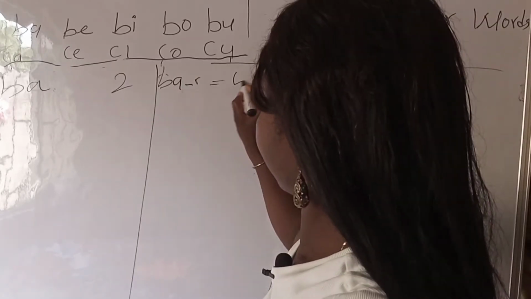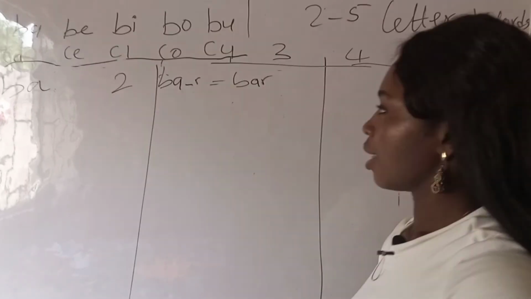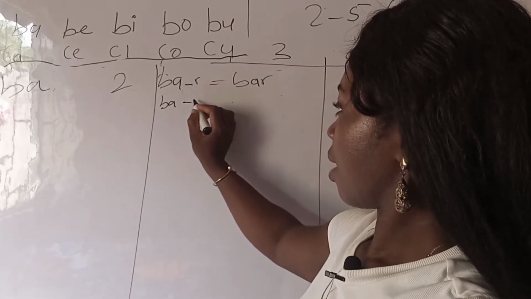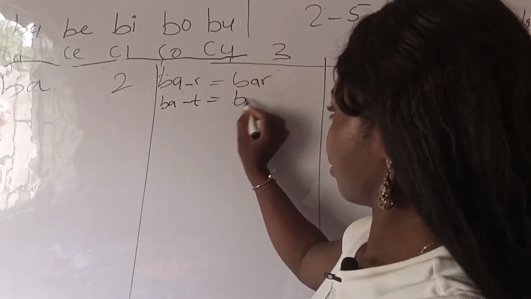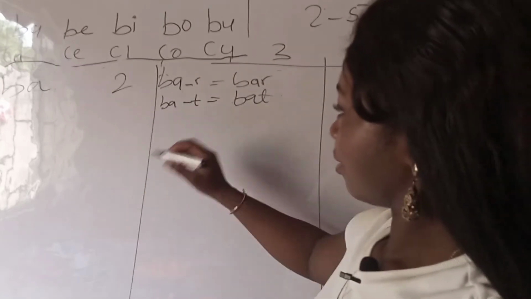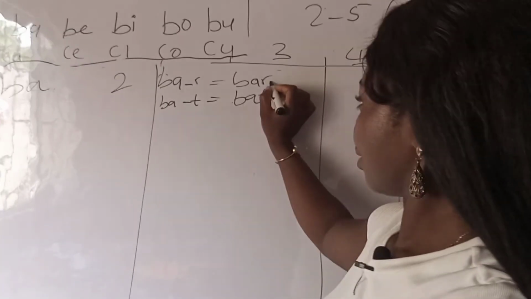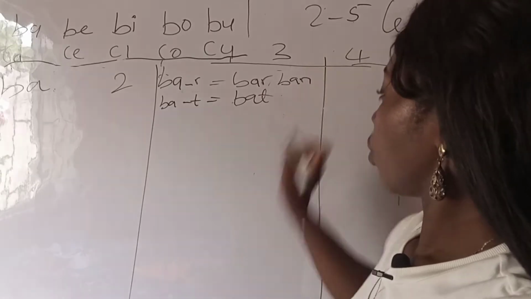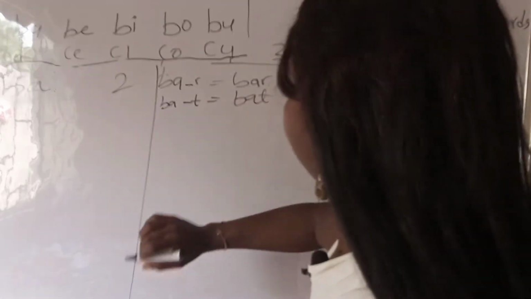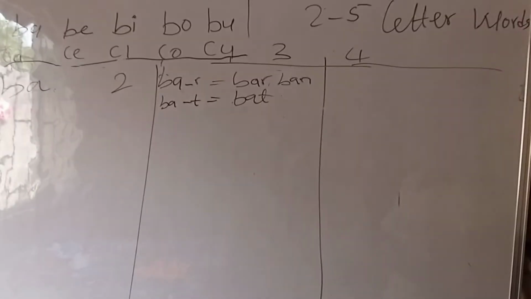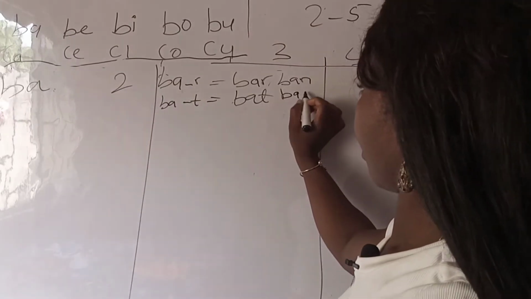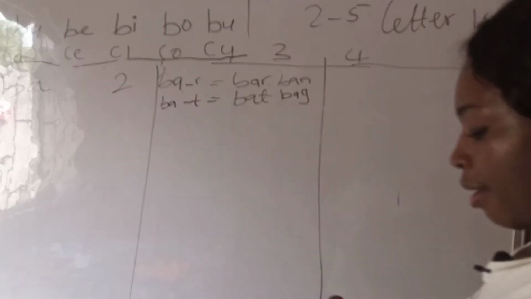We have ba, and we can add it to this and have bat. We can actually add N to have ban. We can also add, what do we add now? We can also add B, A, G to have bag.